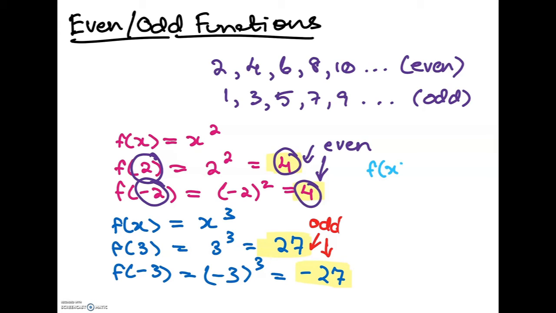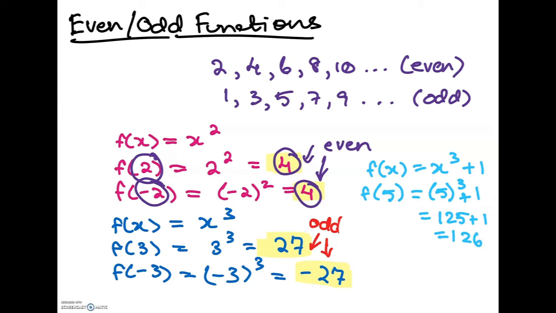So let's do f of x equals x cubed plus 1. Let's plug in positive 5. So if we plug in positive 5 for x, we're going to substitute 5, so 5 cubed plus 1. This is equal to 125 plus 1, which is equal to 126. Now let's do f of negative 5. So we're going to get negative 5 cubed plus 1. This is negative 125 plus 1, and you'll get negative 124.